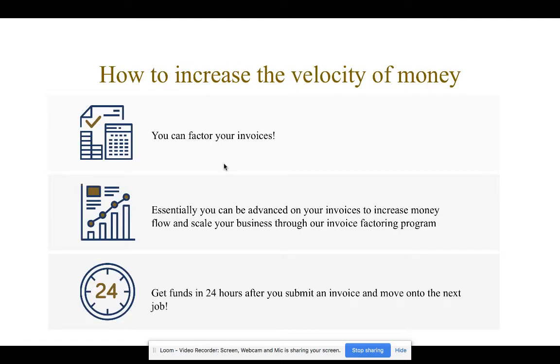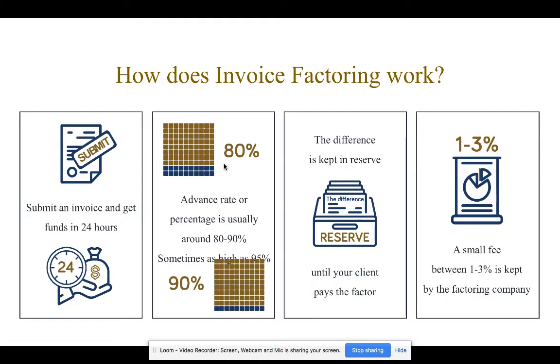So let's talk a little bit about how to increase the velocity of money going in and out of your business. The first way is you can factor your invoices, all right? Essentially, you can be advanced on your invoices to increase the money flow and to scale your operations through invoice factoring. Okay, you can get the funds in 24 hours after you submit an invoice and move on to the next job. So let's talk a little bit about how invoice factoring works. So basically, you'd be set up with an online portal. You submit the invoice, and in 24 hours, you get an advance on that invoice.